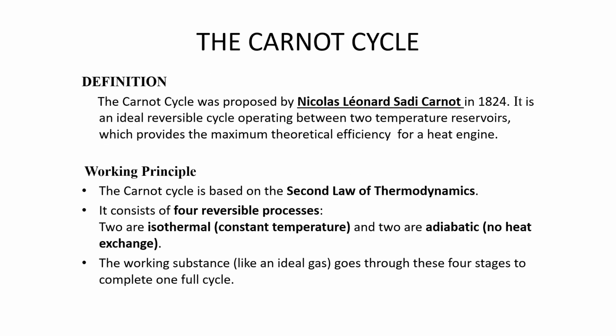The Carnot cycle. The Carnot cycle was proposed by Nicholas Leonard Sadi Carnot in 1824. It is an ideal reversible cycle that operates between two temperature reservoirs and gives the maximum theoretical efficiency for any heat engine. The working principle is based on the second law of thermodynamics. It consists of four reversible processes. Two are isothermal processes where temperature remains constant, and two are adiabatic processes where no heat exchange takes place. The working substance, such as an ideal gas, undergoes all these four stages to complete one cycle.